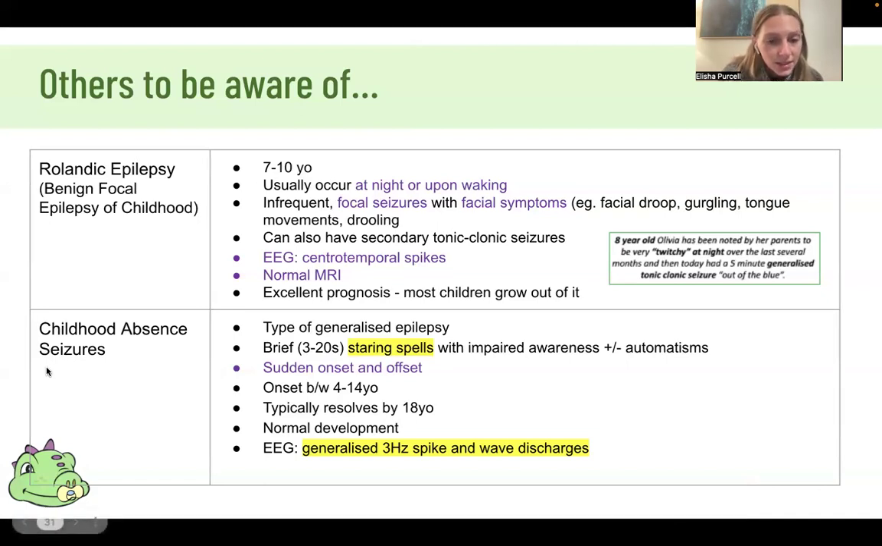Next one is childhood absence seizures. Getting a bit tired. It's a type of generalized epilepsy. So buzzwords for this, you get these staring spells. Kids that have this, a teacher might notice that one of the kids is just staring in class for brief periods of time. It's often how it's picked up. Other things are sudden onset, sudden offset, and on EEG you get generalized 3Hz spike and wave discharges.